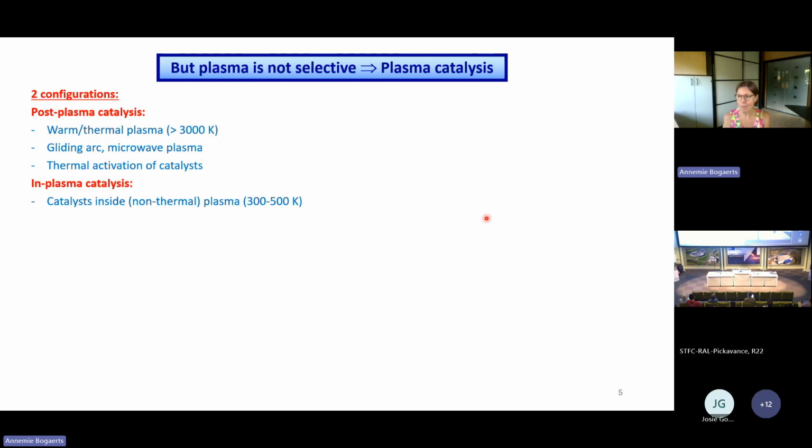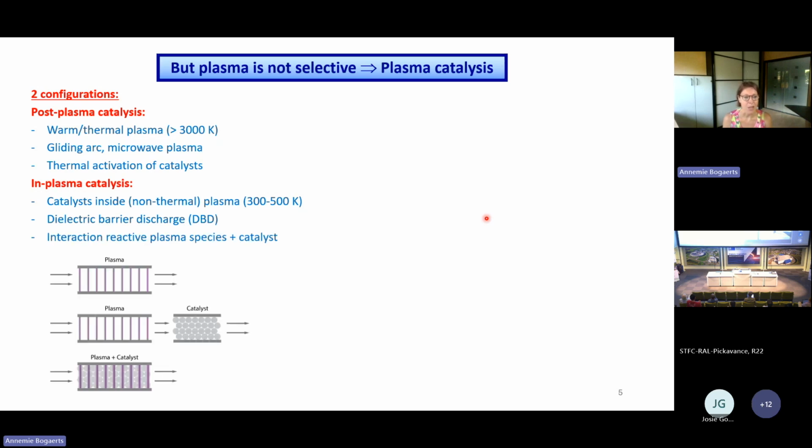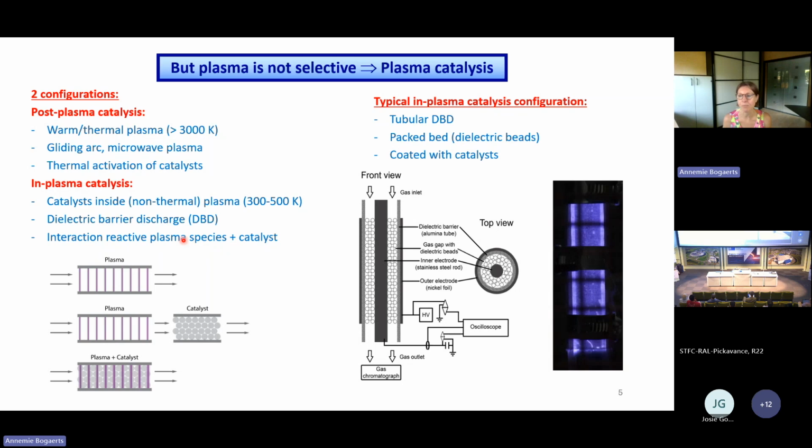And then the catalysts can be placed inside the reactor. And that is typically done with dielectric barrier discharges. I will give an example in a minute. So this allows a direct interaction between the reactive plasma species and the catalyst. So you see here, this is just a plasma. You see here filaments. This is post-plasma catalysis, and this is in-plasma catalysis. So this direct interaction allows more possibilities for synergy between plasma and catalyst.